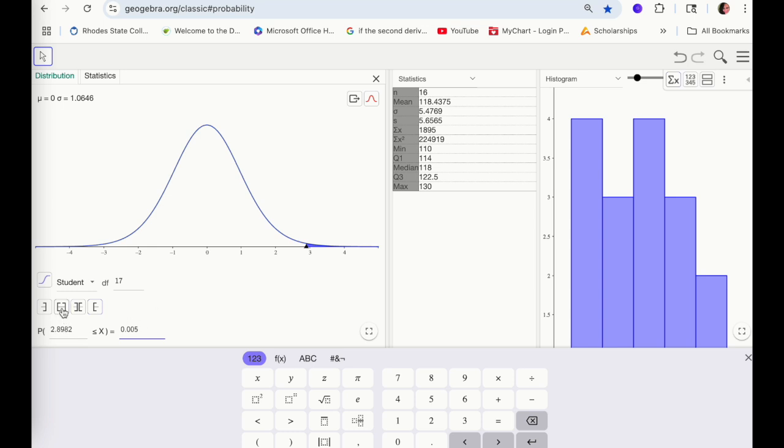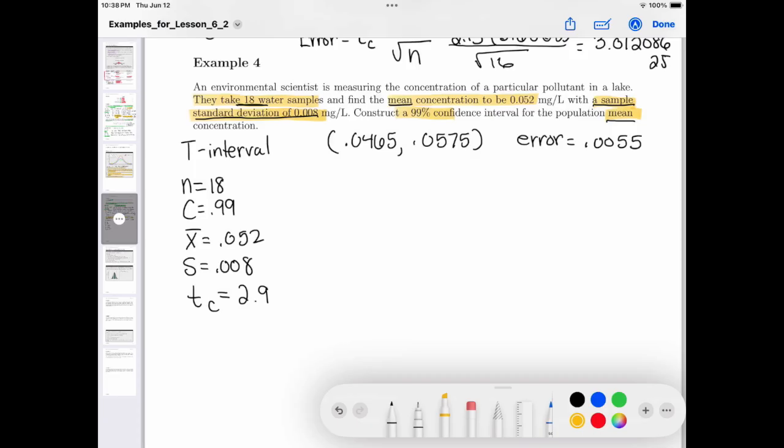So we can check it by using the between. I'm going to put in our t-critical before it's rounded. We want to show that it's between negative 2.89823 and positive 2.89823. And when we do that, you can see that the area between those two values is 0.99. So we know we have the correct t-critical value. So I copied down our lower limit and our upper limit from GeoGebra, and I copied down the error that we got from GeoGebra, and I also copied down our t-critical. So let's see if we get the same thing when we do this by hand.